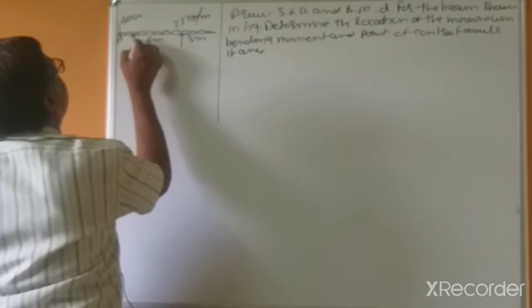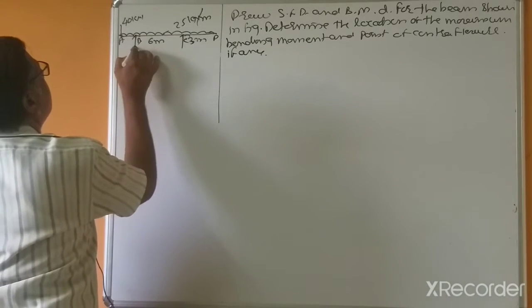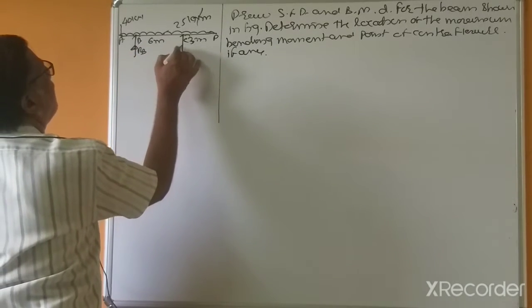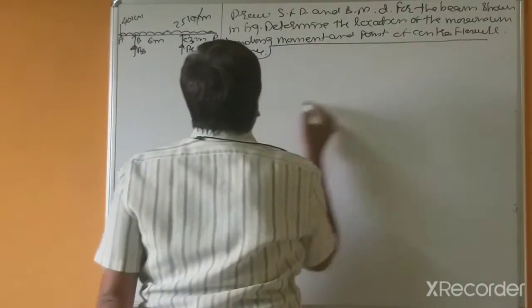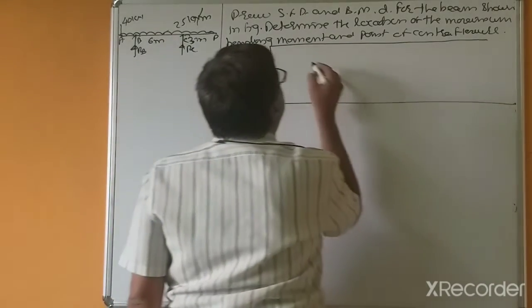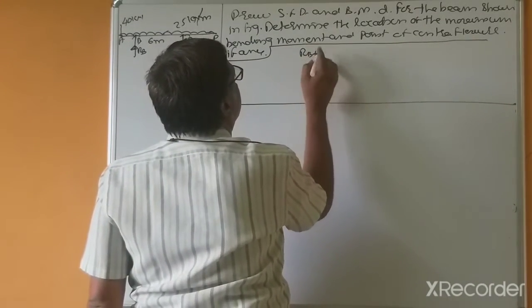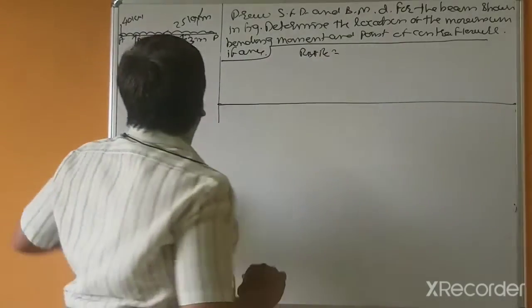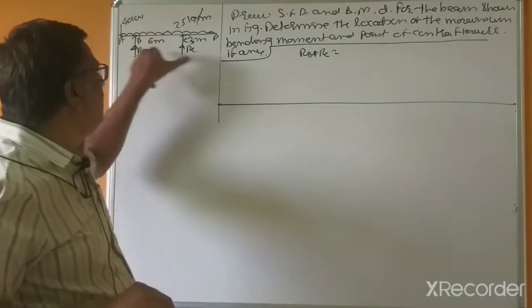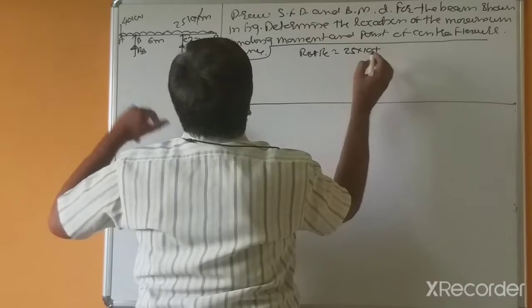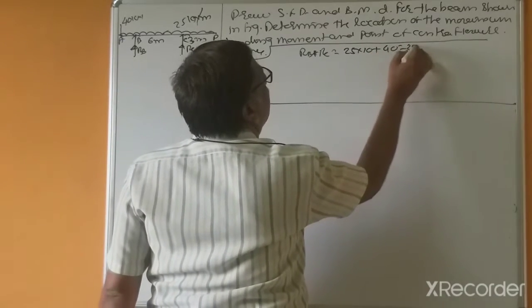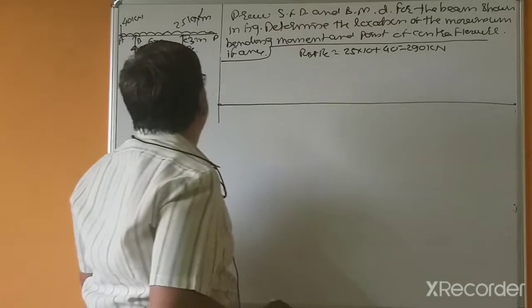So that's why this is A, B, C and D. This is 3 meter. So your supports RB and RC. RB plus RC equal to the total load, and this uniform distributed load is spread over the entire beam. So that's why 25 into 10 plus 40, this is equal to 290 kilonewton.